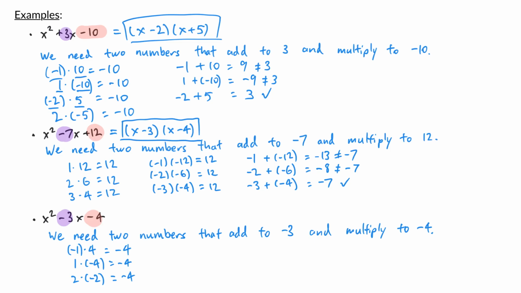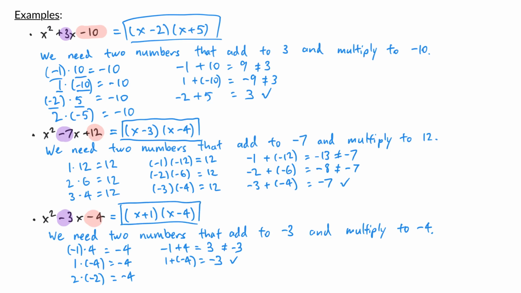Now, of these pairs, do any of them add up to negative 3? If I do negative 1 plus 4, that gives me positive 3, which is not negative 3, so that's not the correct pair. If I do 1 plus negative 4, that gives us negative 3, and that's what we want. So 1 and negative 4 is our correct pair. So our quadratic x squared minus 3x minus 4 factors as x plus 1 times x minus 4.